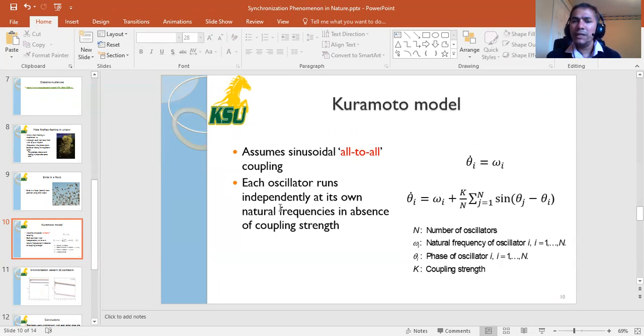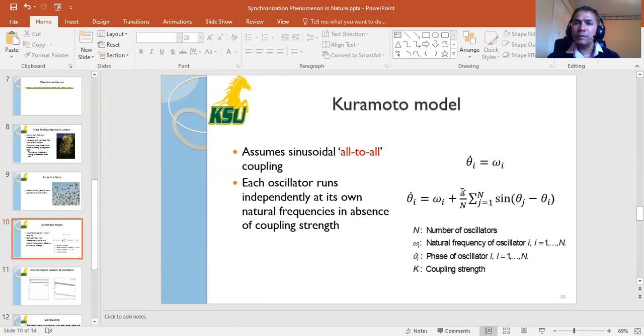Now, each oscillator runs independently at its own natural frequency in the absence of interaction. If there is no interaction between these oscillators, then we don't expect them to have something like this, because they are independent. So this term disappears, like in the first formula. Okay, so this is one way the scientist, the chemist actually, Kuramoto, tried to explain this synchronization process using this formula, but there were some limitations.